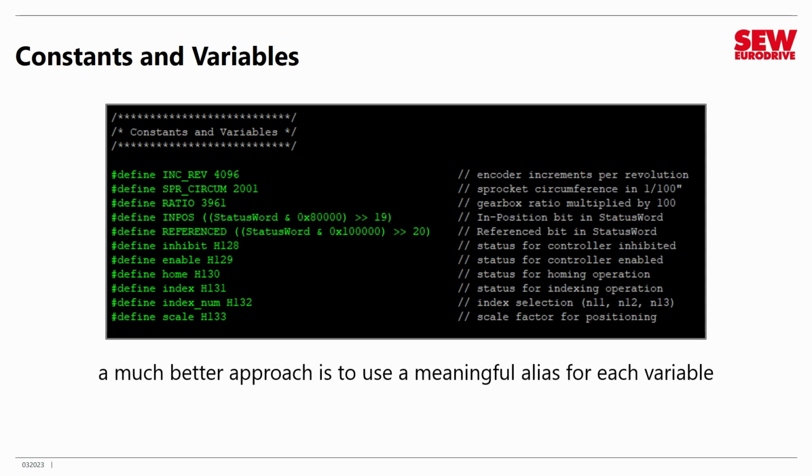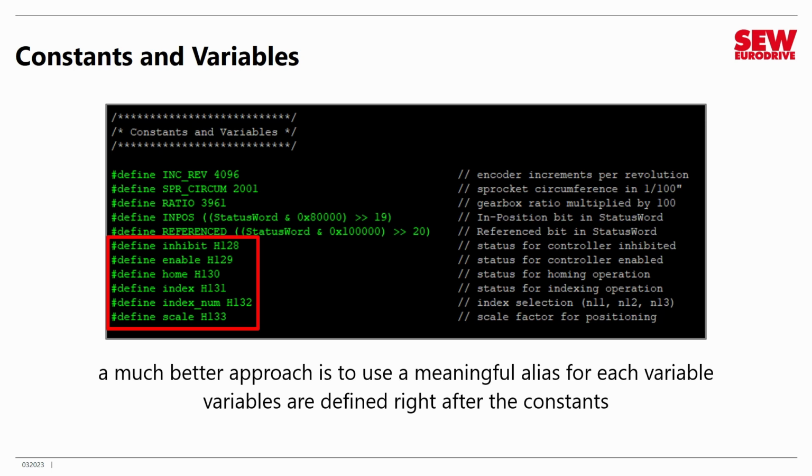But a much better approach, and one that will prevent you from making unintentional mistakes, is to use a meaningful alias for each variable. I like this better. It's got the same rationale as using aliases for constants. It prevents you from having to always remember the H numbers and type them incorrectly, and it also lets you assign a meaningful name to each variable, which improves code readability. So you define them just right after the constants, and here are a bunch of variables.